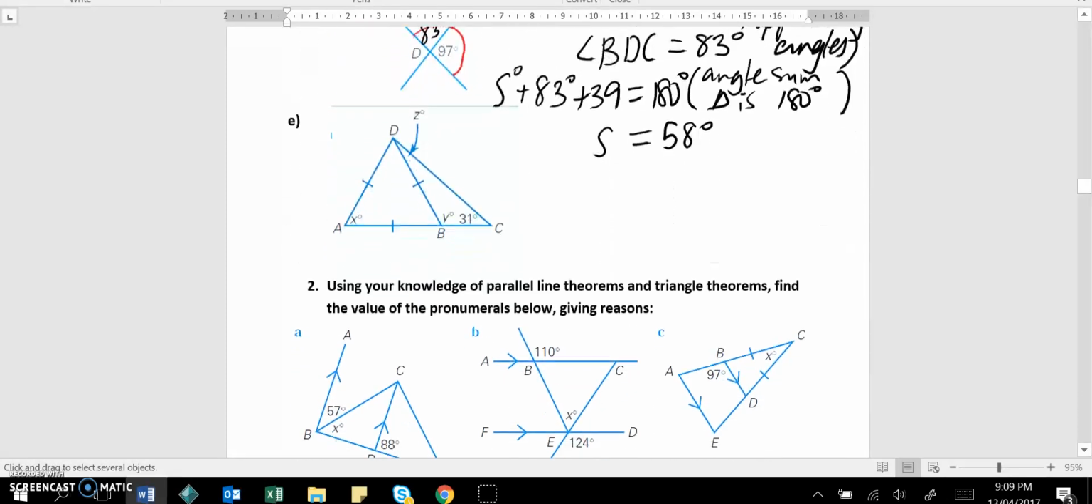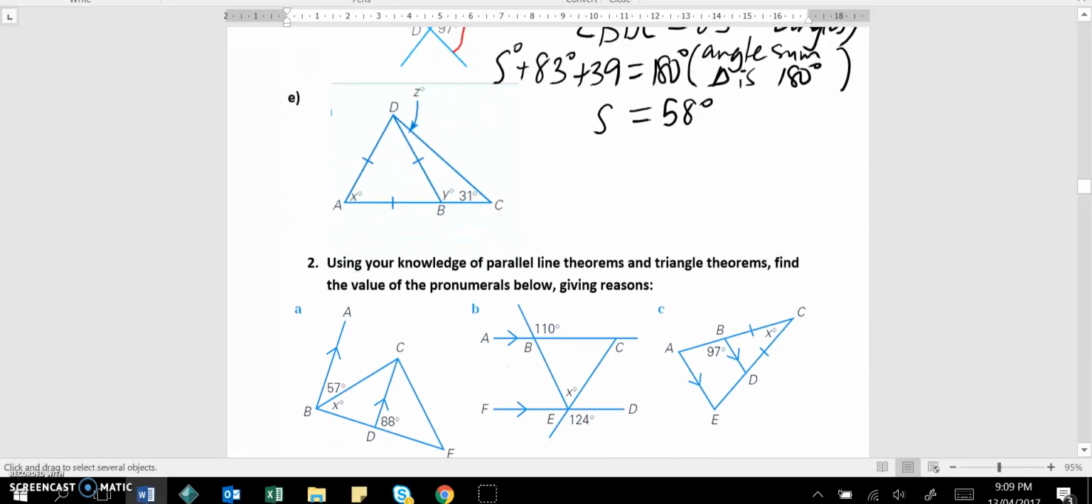So in question E, you'll notice I'm asked to find 3 pronumerals. I'm asked to find x, I'm asked to find z, which is this tiny little angle in here, that one, and I'm asked to find y. So let's take this one step at a time. First of all, I can start off by saying x is equal to 60 degrees. How do I know that? Well, they're showing me it's an equilateral triangle. So I'm going to write down equal angle in an equilateral triangle.